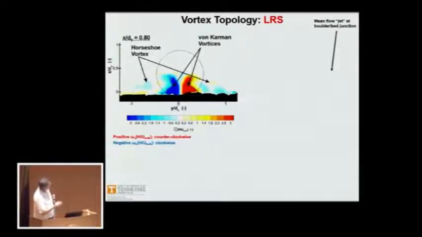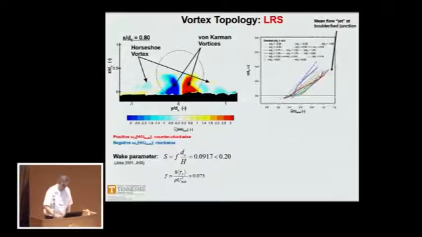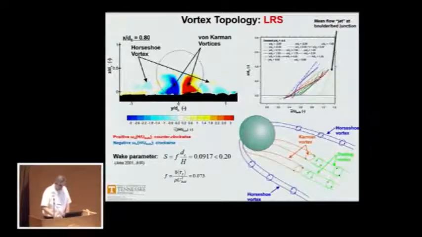Moving now to the low relative submergence condition, here things, as I gave you an idea earlier, are less spectacular when it comes to turbulent flow structures. What we have is von Karman vortices, and mainly those are on the lower end of the flow, and we speculate those to be von Karman vortices based on the wake parameter definition there. And here is a map of the vortex typology.